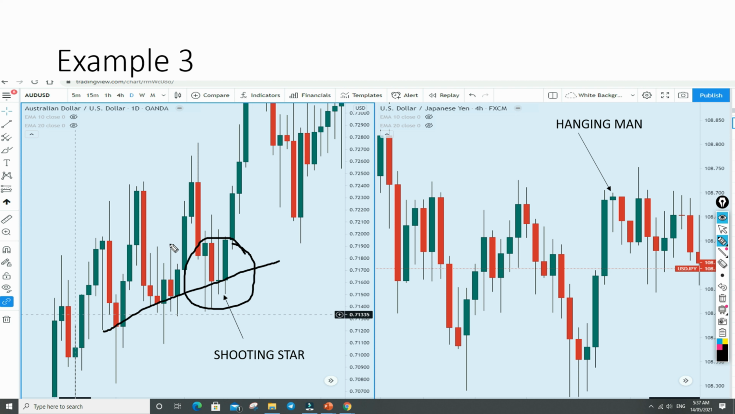The entry trigger is a shooting star, and we go long with a stop loss below this low, and it's a very high risk to reward ratio trade. Alright, so far with me? Alright, cool. Now let's see this one, which is a hanging man.